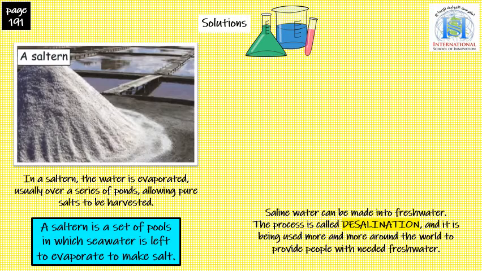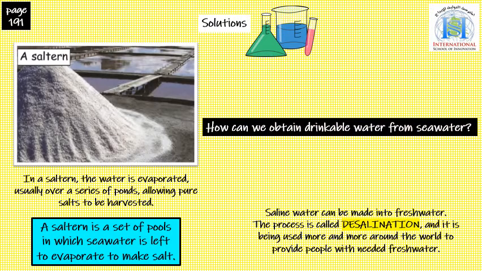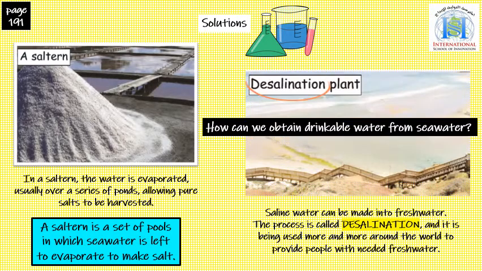But can we do the opposite? Can we get drinkable water from the seawater? Yes, we can. What do we call this process? Desalination, that's right. So, in salterns, we leave seawater until the water evaporates and the salt is left and will be used. But in the desalination plants, we remove salt from the water so we can get drinkable water, water that we can drink.